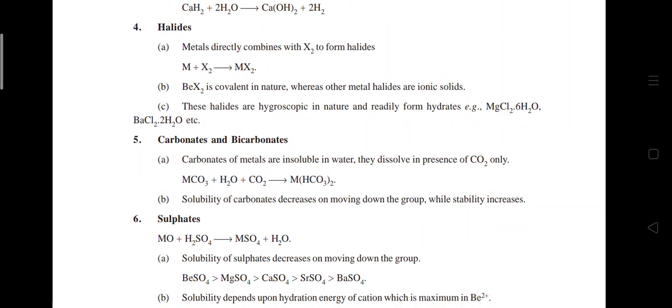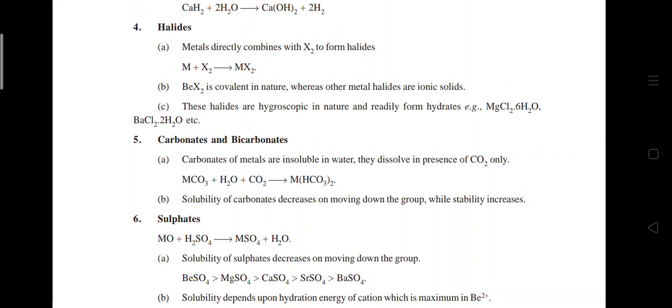Fourth, halides. Metals directly combine with halogens to form halides. Beryllium halide is covalent in nature, whereas other metal halides are ionic solids. These halides are hygroscopic in nature and readily form hydrates.